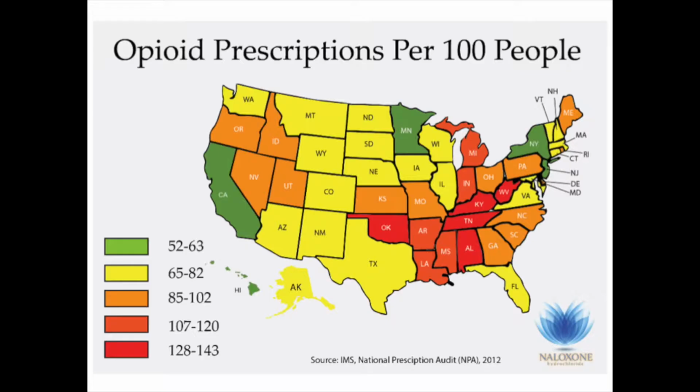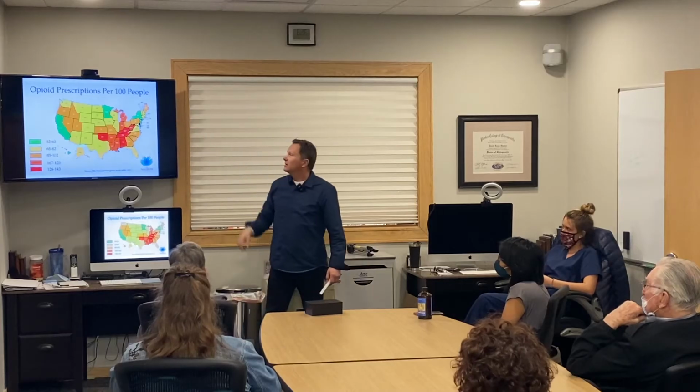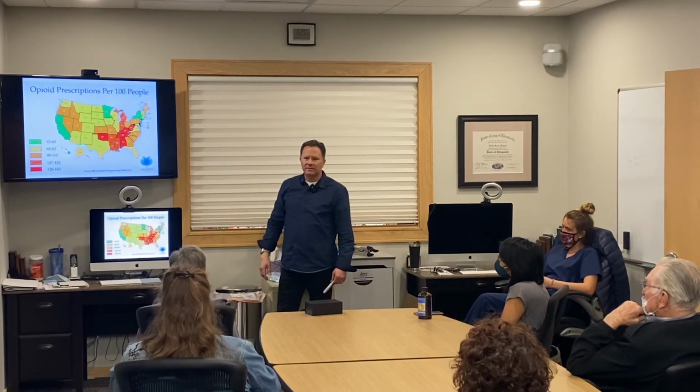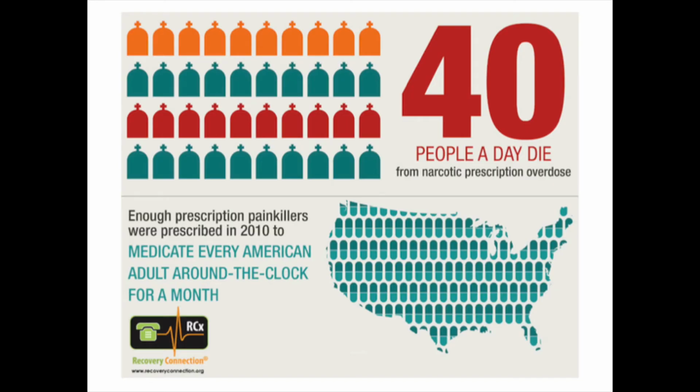How many opioids per 100 people in every state? This is what this is showing. So where's our state? Out of 100 people, 65 to 82 were prescribed opioids. Holy cow. 40 people die every single day because of overdoses and addictions to opioids.